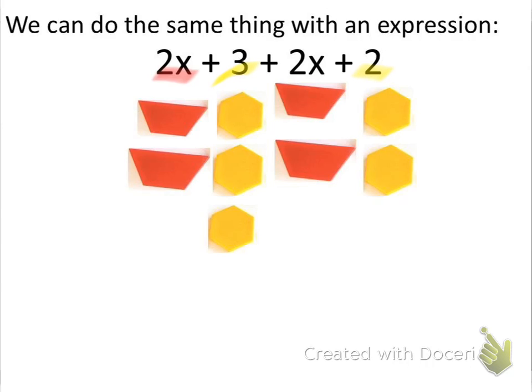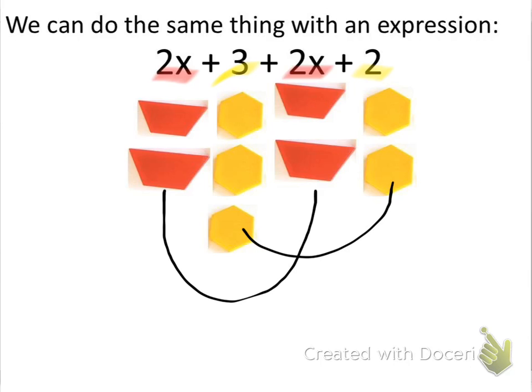The reason they're different is because they represent different things. You can't combine 2x and 3 because the 3 doesn't have the x in it. It needs to have the x. But what we can do is combine the 2 x's and the 3 and the 2. How I'm going to write this is 2x plus 2x plus 3 plus 2.